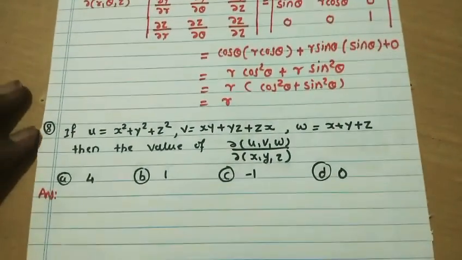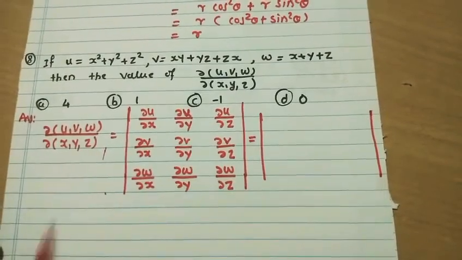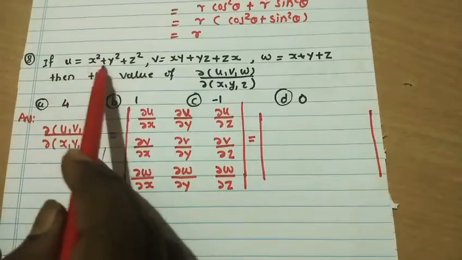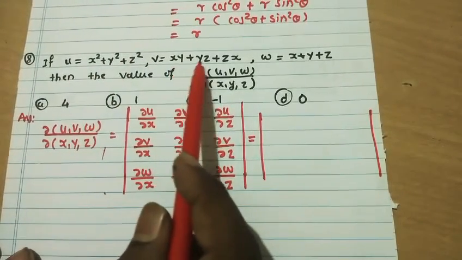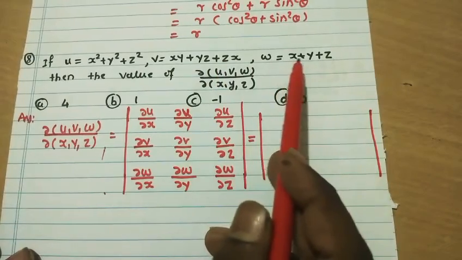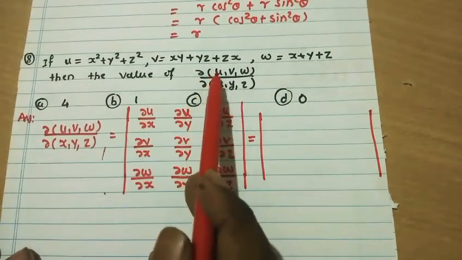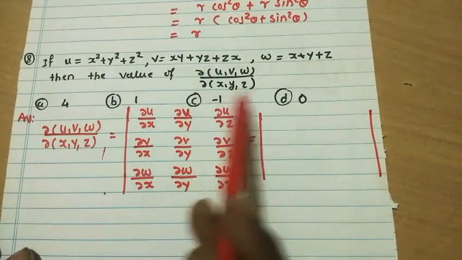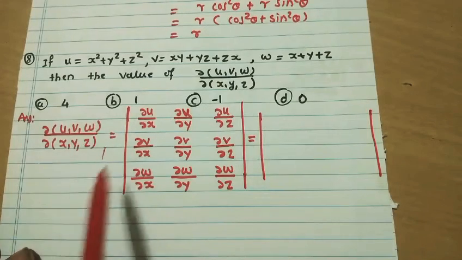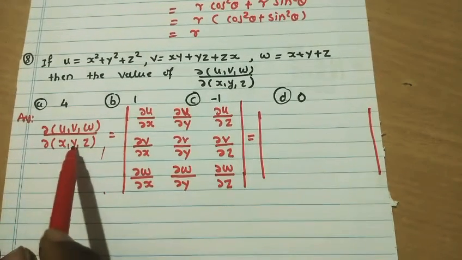Now come to the next question. Question number 8. If u equal to x square plus y square plus z square, v equal to xy plus yz plus zx, w equal to x plus y plus z, then find the value of the Jacobian of u, v, w by x, y, z. Now find out the Jacobian. I have already written the formula for ∂(u, v, w) by ∂(x, y, z).